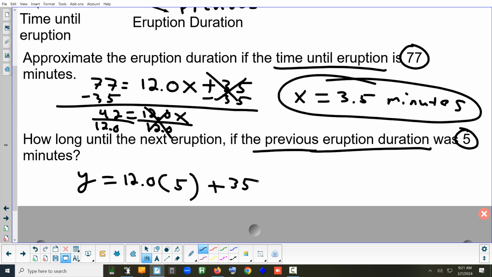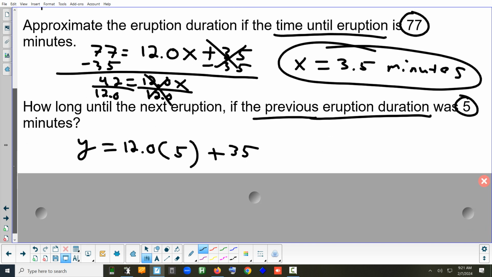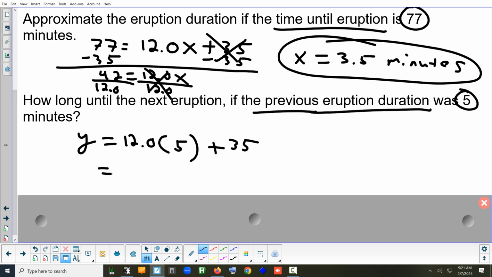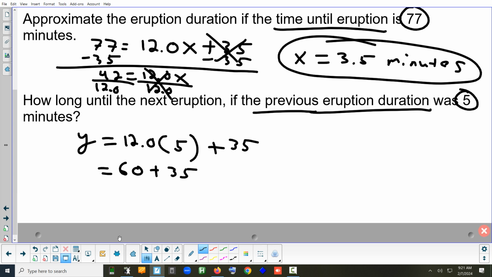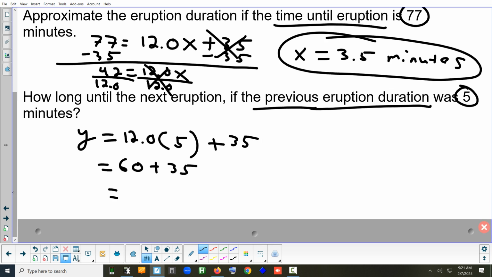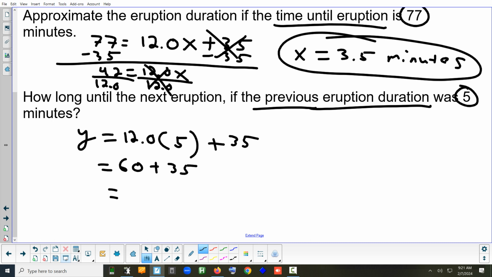So this 35 and the 12, that's what the graphing calculator would give you. It would tell you when you type in all the data, it would calculate that. So we didn't do it this time. Right. So let's figure out what this is. What's 12 times 5? 60. And what's 60 plus 35? 95.